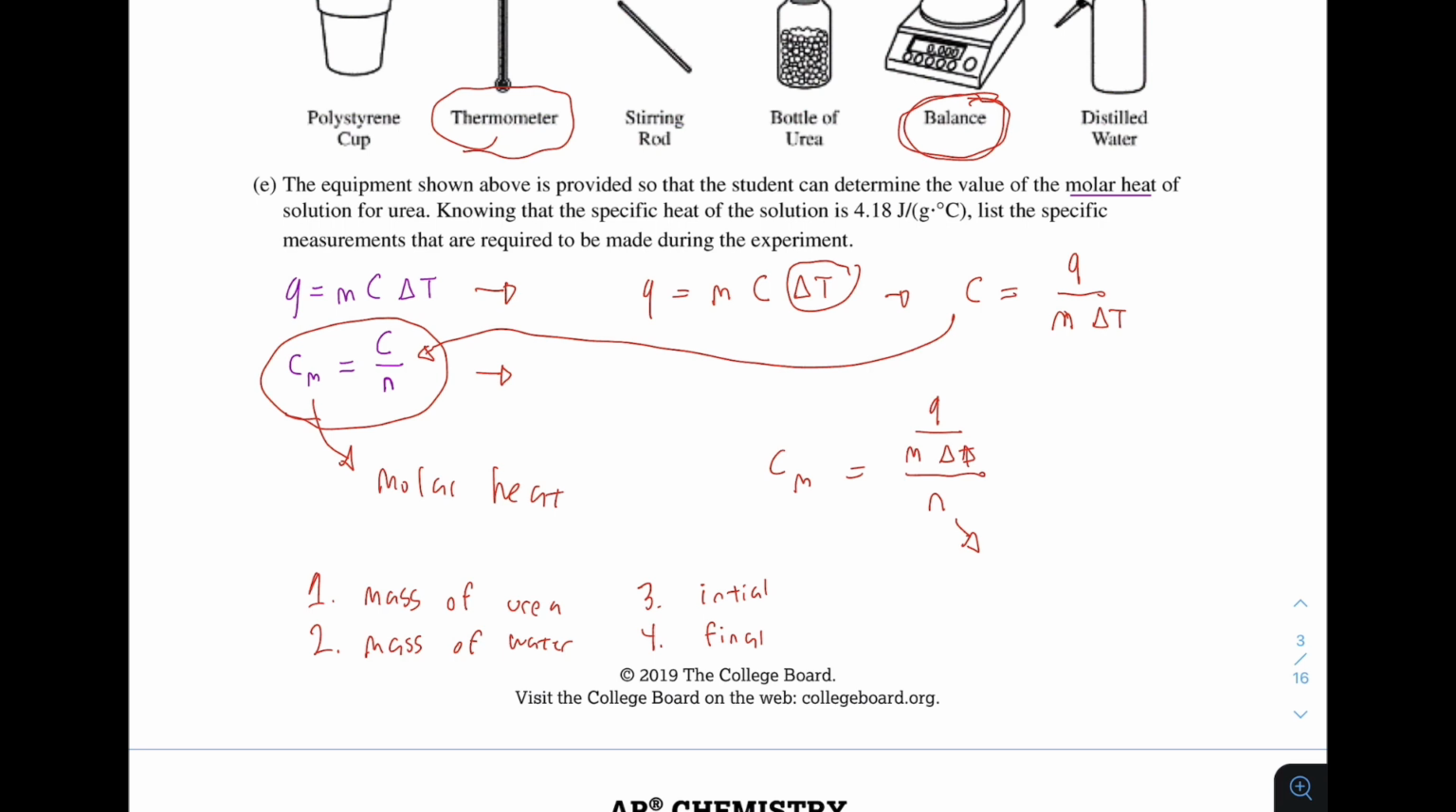So the answer to part E of question 1 is that we're going to need the mass of urea, the mass of water, and the initial and final temperatures of the water. And please note that the final temperature will be the final temperature of the solution.